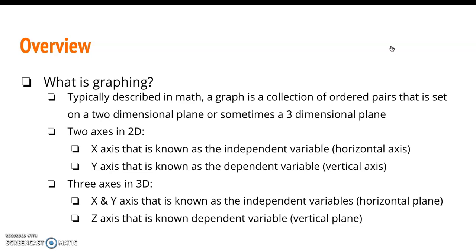If it's in 2D, you have two axes. You have the x-axis, known as your independent variable, which is the horizontal axis, and you have your y-axis, known as the dependent variable, which is your vertical axis. I'm pretty sure most of us are familiar with that. When you get into some of the more complex theories, you have 3D, where x and y are the independent variables, the horizontal plane, and you have the z-axis, known as your dependent variable, which is the vertical plane. So that's just a little overview of what graphing is.